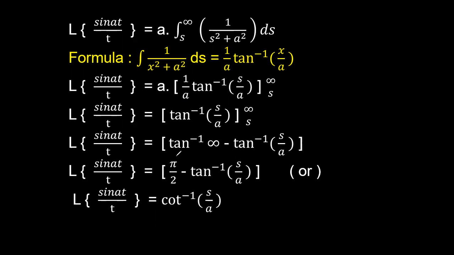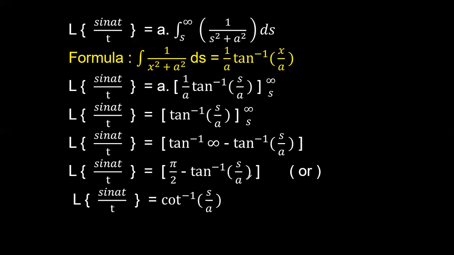So the upper limit I have substituted in this tan inverse of s by a function. You will get tan inverse infinity in place of s. If I substitute infinity, infinity by a is nothing but infinity only. Tan inverse of infinity minus tan inverse of the lower limit, which will be s by a. When you substitute the lower limit in place of s, the function will not change anything, so the same function will be replicated here. Finally, tan inverse of infinity is pi by 2. So pi by 2 minus tan inverse of s by a. So this is the final answer.